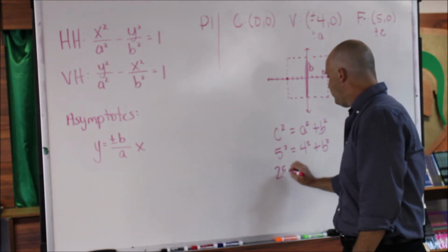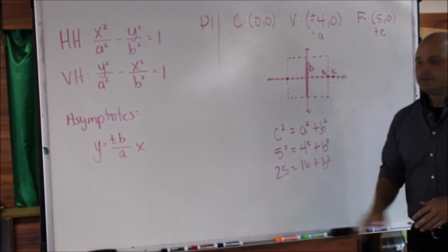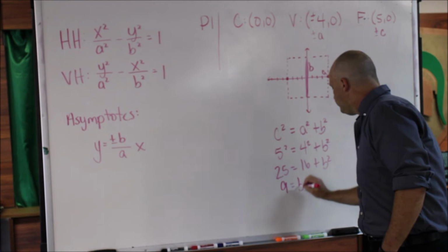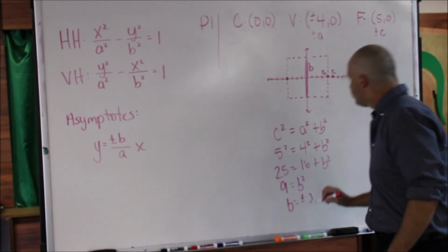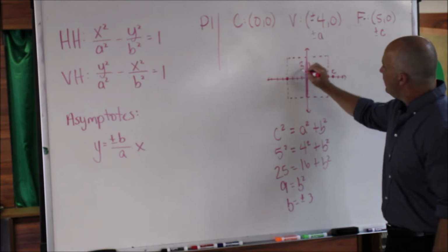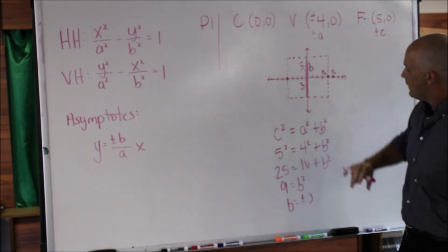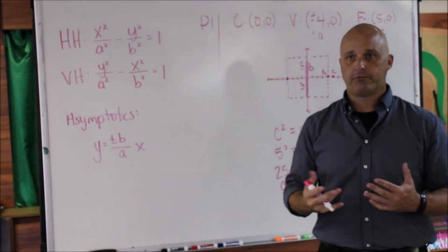You're going to get 25 equals 16 plus b squared. So you're going to slide this 16 over, and that's going to leave us with 9 is equal to b squared. And so b is going to be equal to plus or minus 3. So we know that the length of half of the conjugate axis is 3, and the entire conjugate axis is going to be 6. We only care, though, about the 3.